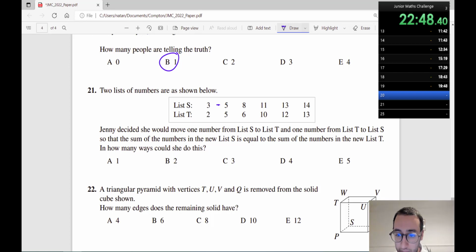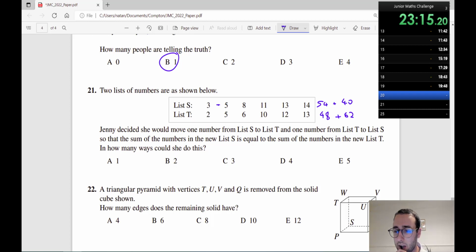Change function: one number from list S to list T and one number from list T to list S, so the sum of the numbers in the new list S is equal to the sum of the numbers. So this was 54 and this was 48. So I need to gain a bit, I need to get a bigger number here. So I think if I lose 14 from here, it goes to 40, and I gain 14 here, so it goes to 62.